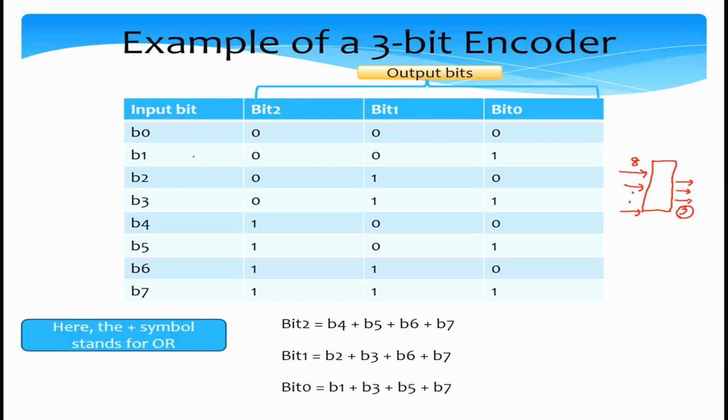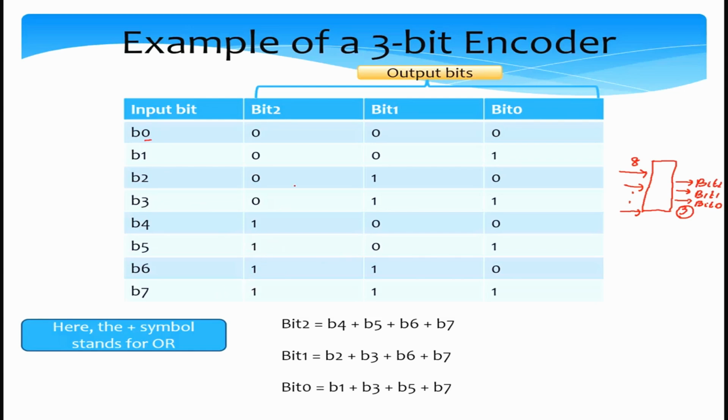If you think about it, let the input bits be numbered B0 to B7 and let us consider the 3 output bits. Let's call them bit 2, bit 1 and bit 0. As we can see, if B0 is equal to 1, the output needs to be 0, 0, 0. Similarly, for B1, the output needs to be 0, 0, 1, so essentially the binary encoding of 1. Similarly for B5, it will be 1, 0, 1 and for B7, it will be 1, 1, 1.